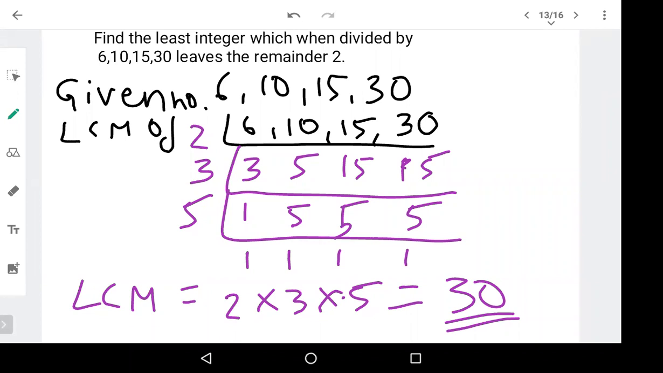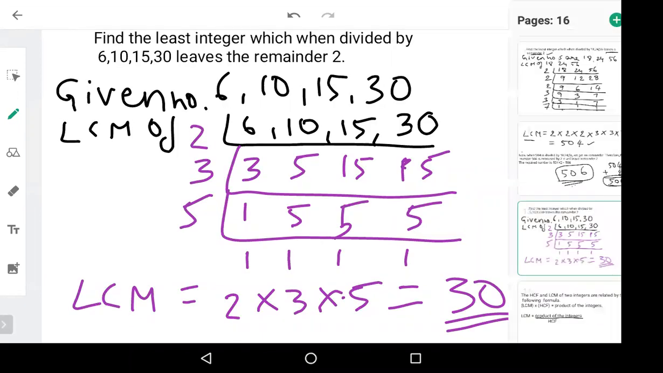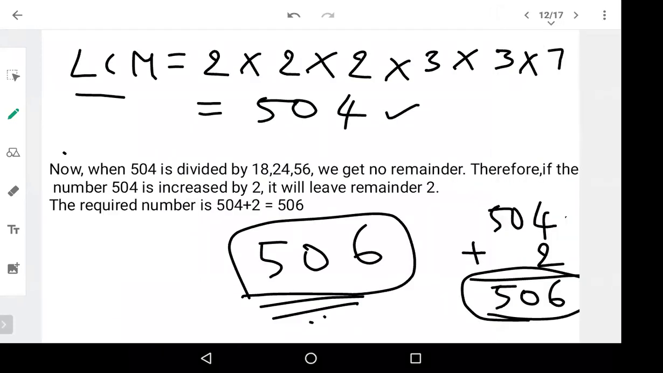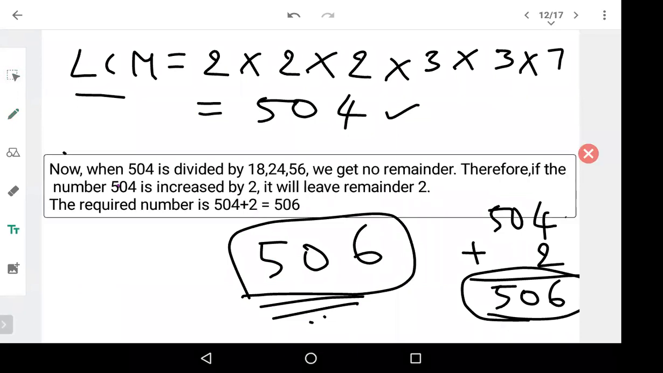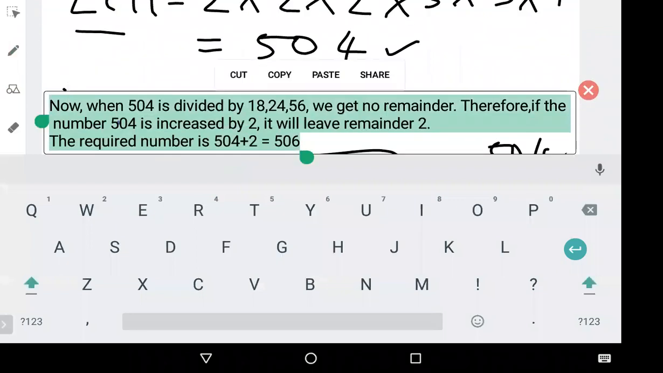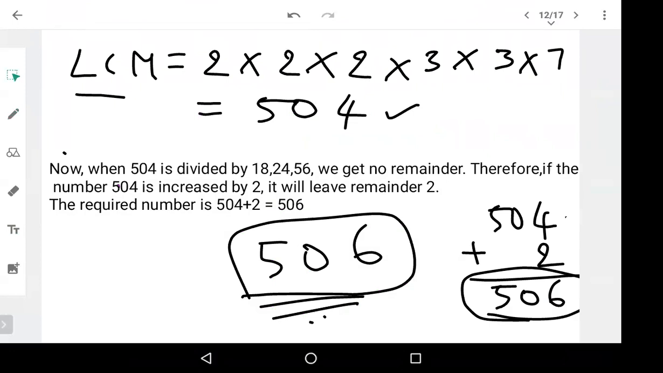You also got the required numbers. Good. You people are quite fast. Now, let us write the conclusion.